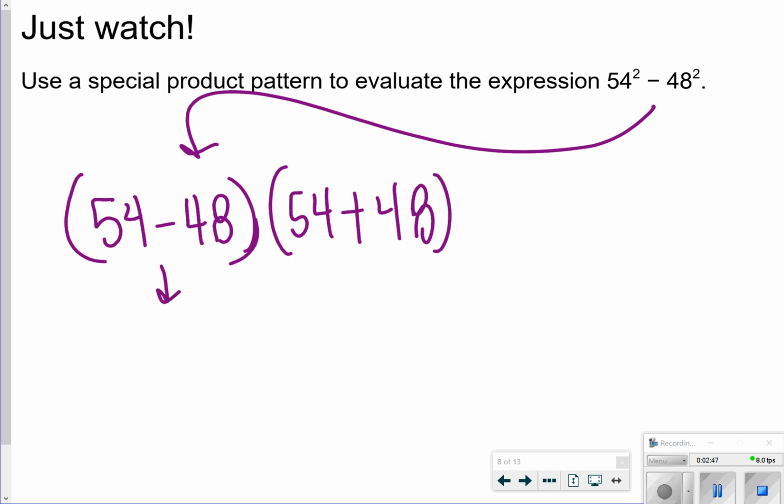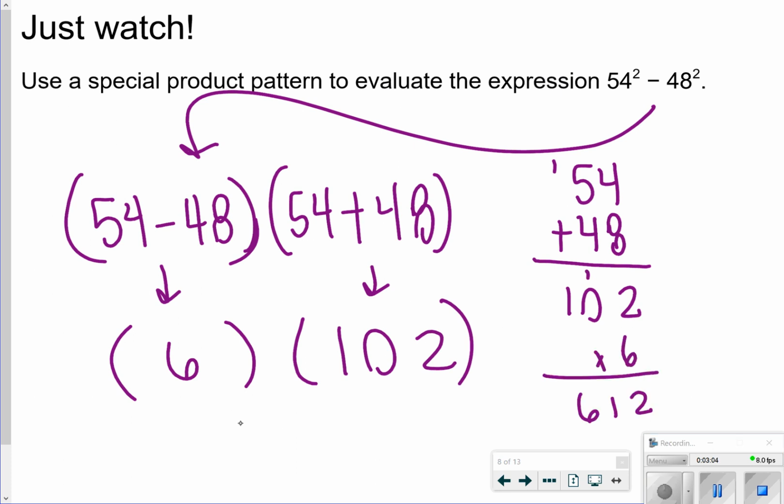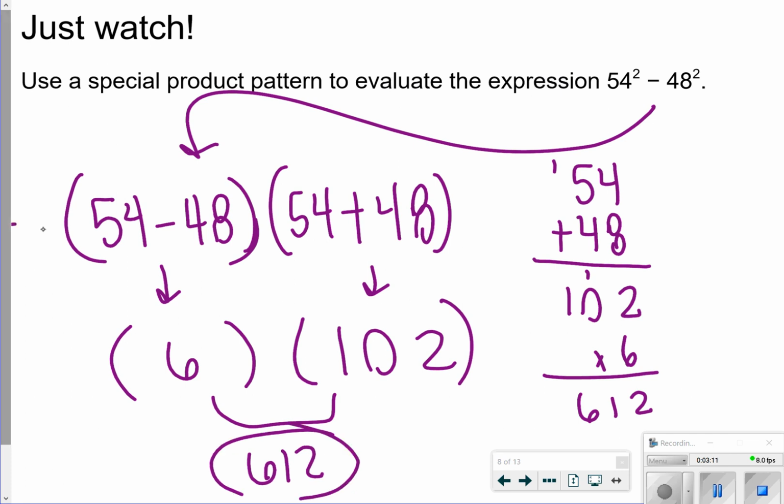54 minus 48 is 6, and 54 plus 48 is 102. Yep, so just add those together. So I'm basically just multiplying 6 times 102, and I'm going to get 612, and that's all you have to do there. So all you're going to do is show the differences, 54 minus 48, 54 plus 48, solve each parentheses separately, and then multiply to find your answer.